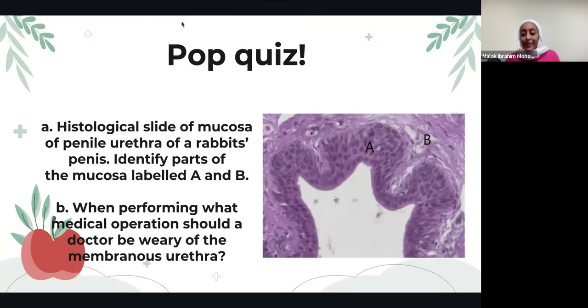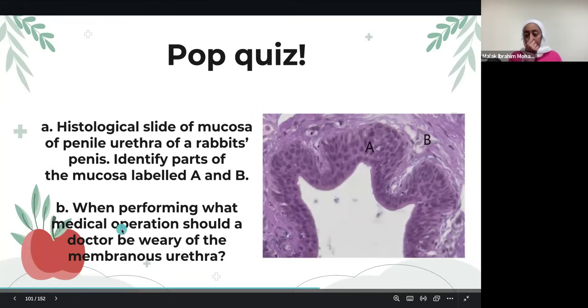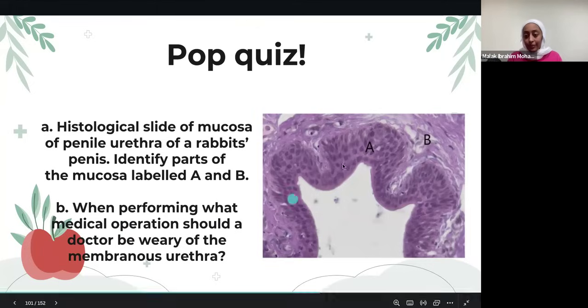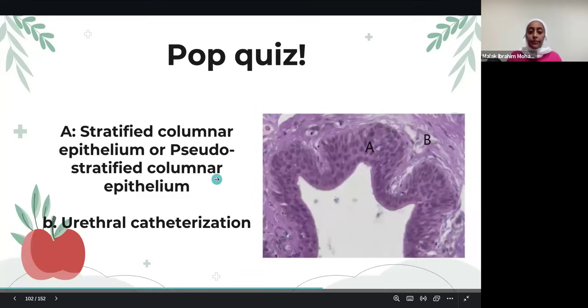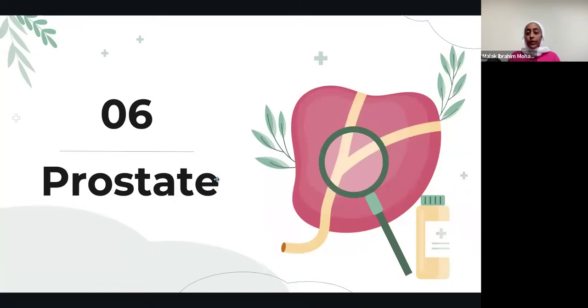Okay, perfect. Okay, can you also answer this question? Perfect. Okay, so A is basically the stratified columnar epithelium. And the previous question, which they asked you about the membranous urethra, it's the catheterization. With that, we're done with the urethra. We're gonna take a 10-minute break now, and then we'll continue, inshallah.